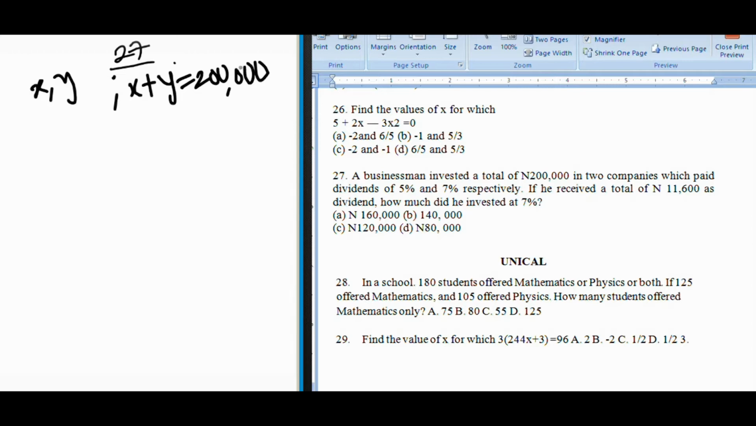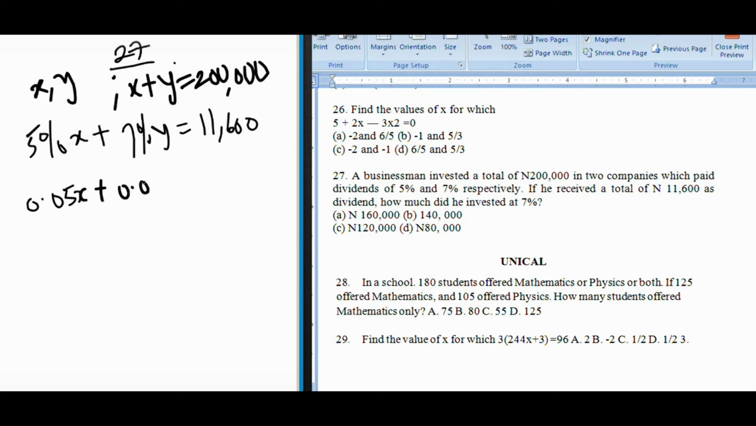Now, if he is to receive a dividend of 5% and 7% respectively, which means the dividend due on X is 5% of his investment there, and that will be equals to 5% of X plus 7% of Y, and that will be equals to the total dividend, which is 11,600. Now 5% of X will be 0.05X, then plus 0.07Y, which is the 7% of Y, will be equals to 11,600. That is equation 2.